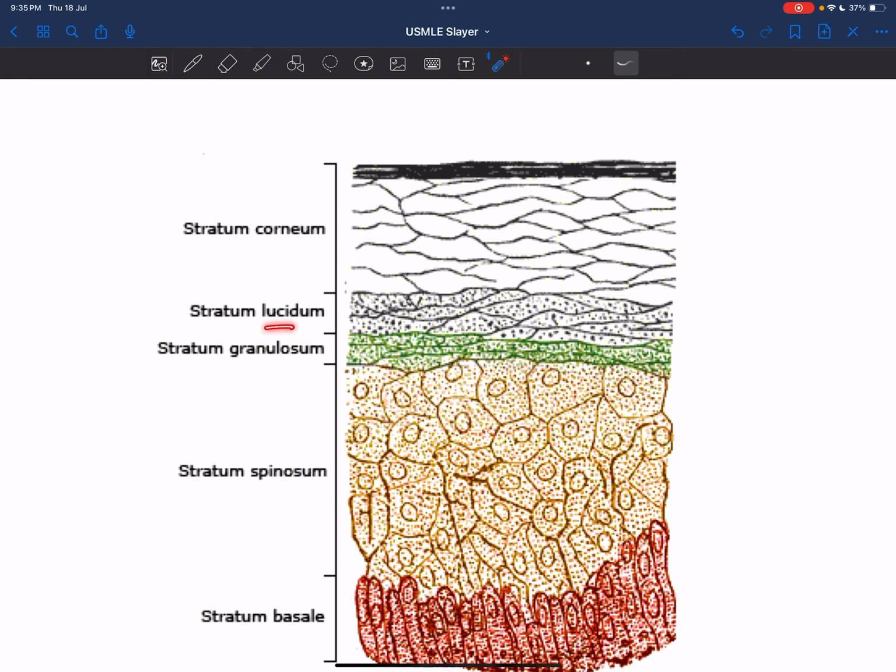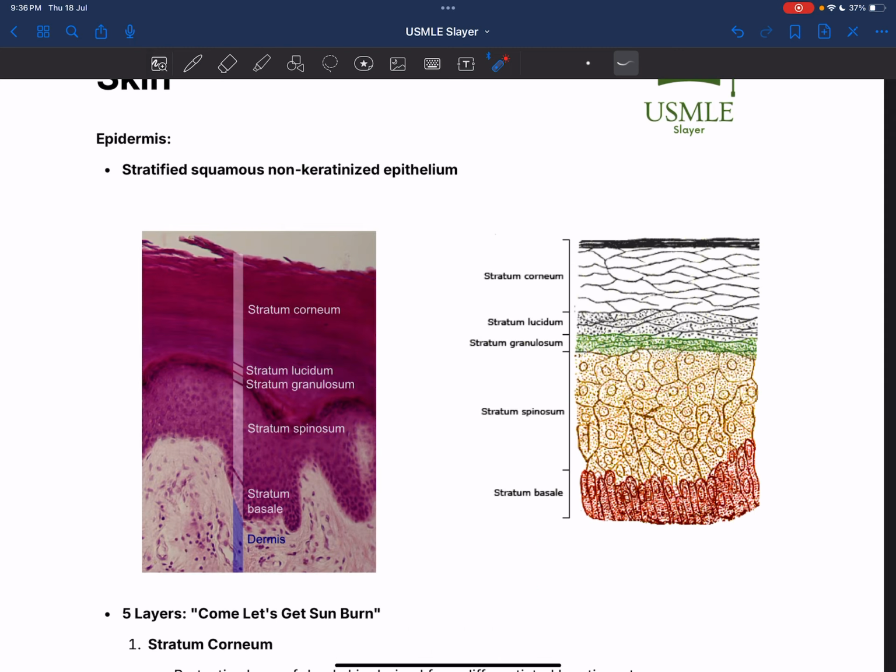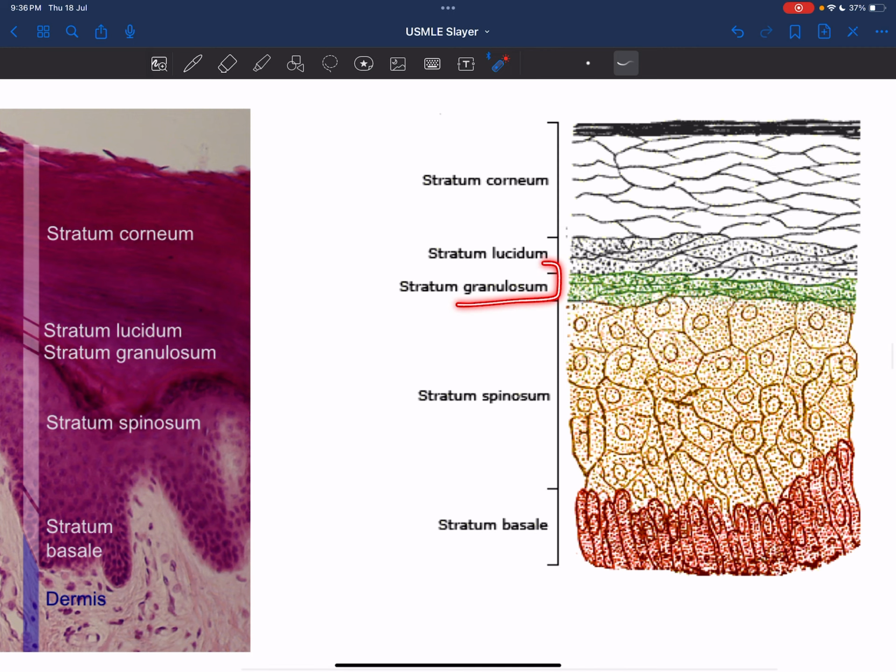For lucidum, I got this picture simply because it's very interesting, because it shows 2 things that I really want to talk about. First of all, it's a clear layer, as you can tell from the drawing. And second of all, it's very thin. So you might not really identify this in most skin unless it is thickened. That is something to keep in mind. Next step, we go to the granulosum.